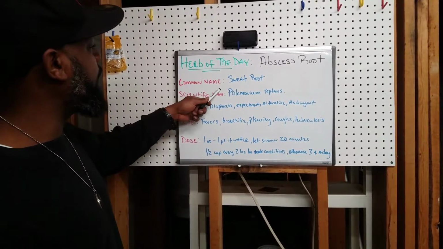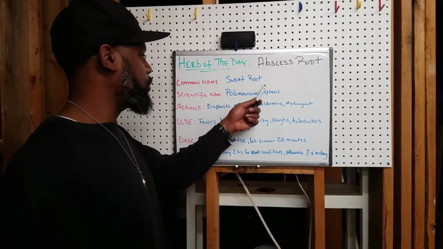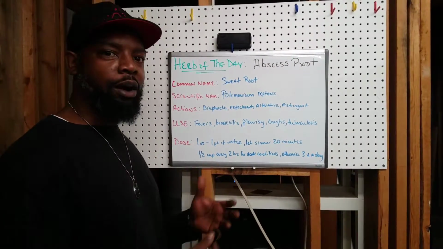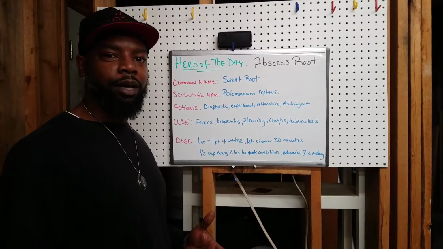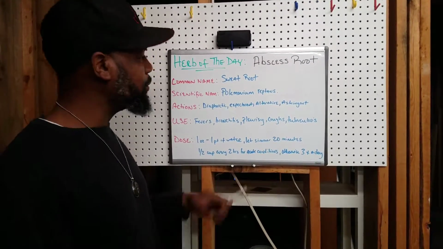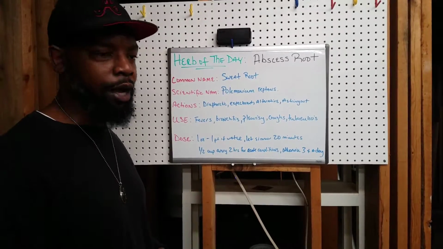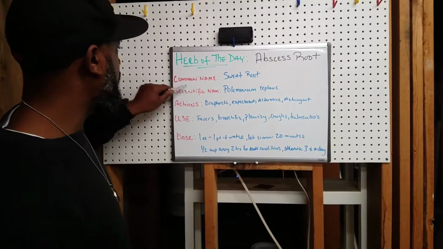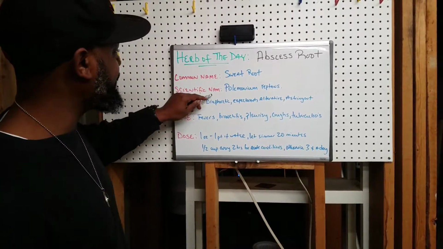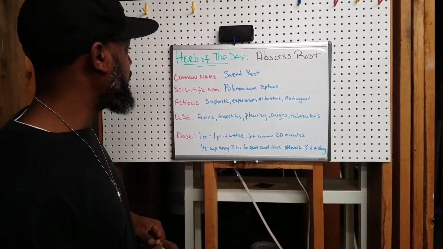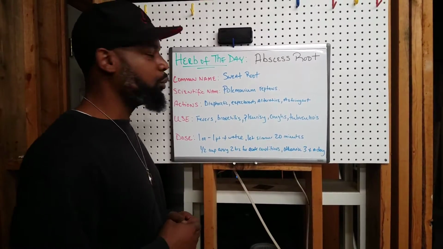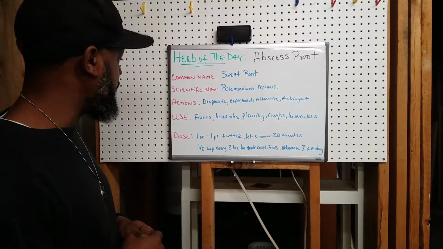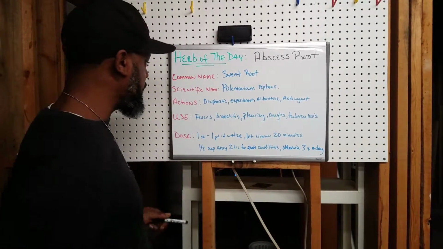The common name for abscess root is sweat root. A lot of times when we're looking at herbs and trying to figure out the signatures of that herb, we can tell by the common names, okay? So this gives me some idea of maybe what this herb will do. Common name is sweat root. The scientific name that we have here is Polemonium reptans. Polemonium reptans. All right, that's the scientific name.